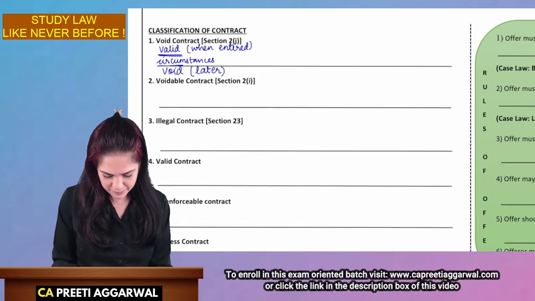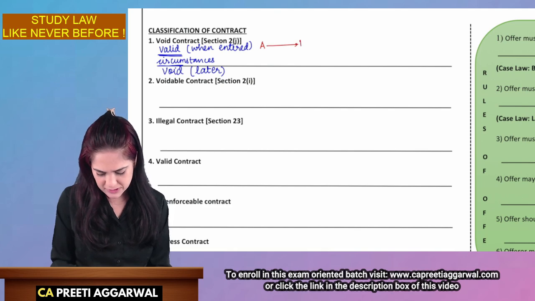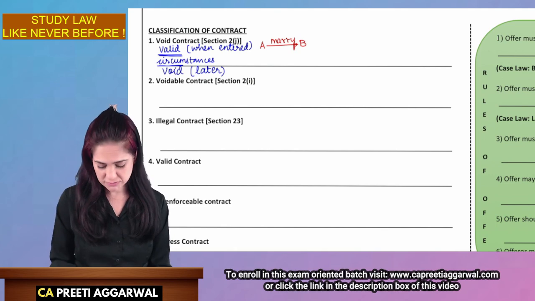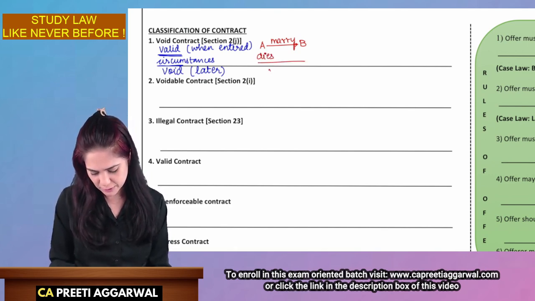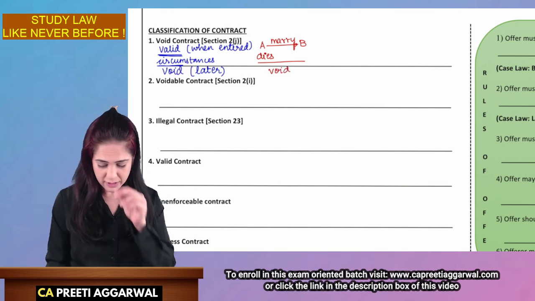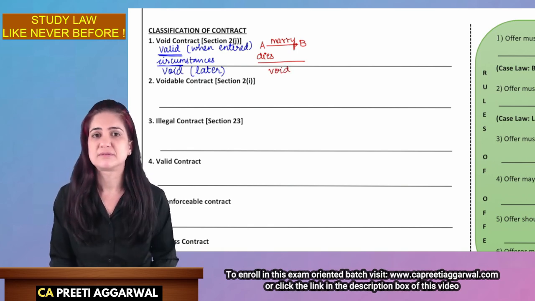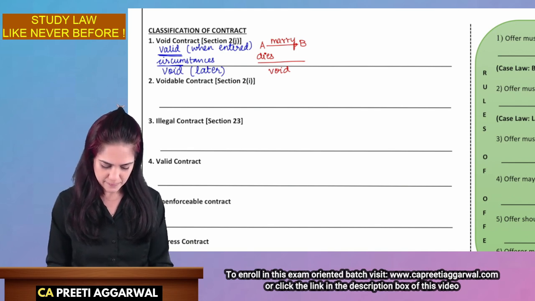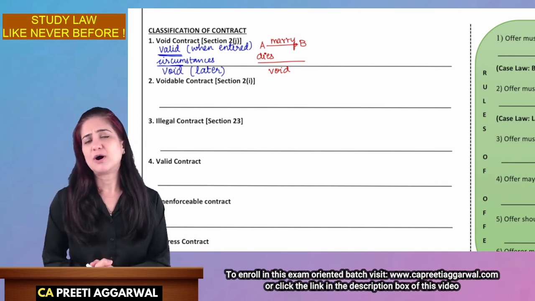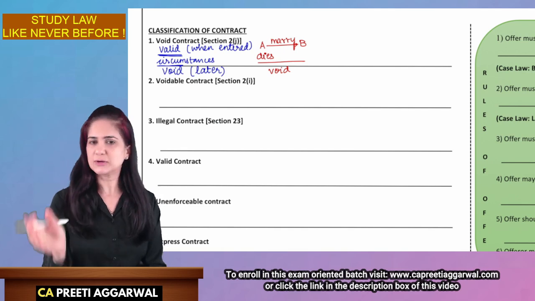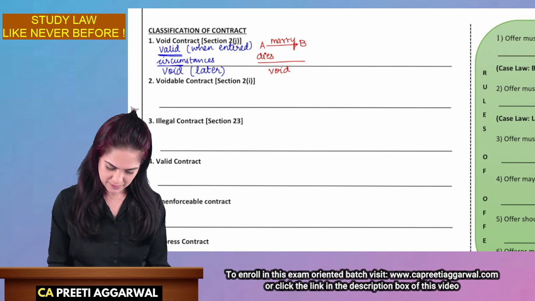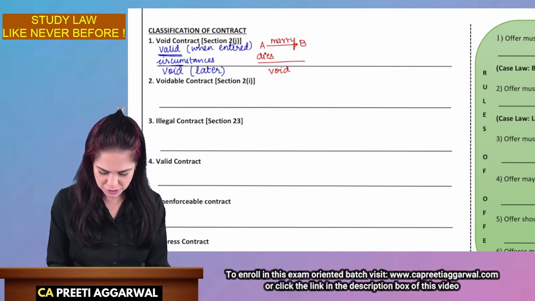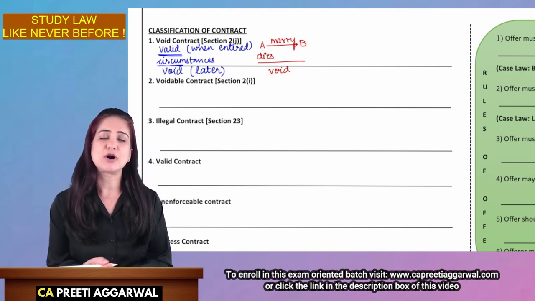Let's say, for example, that A promised to marry B, it's a valid contract. But before marriage, A dies. Now the contract cannot be performed, therefore it becomes void. What is the definition of a void contract? Let's try to recall the definition. What is the section number in which it is defined? Yes, section 2, clause J. What is the definition of a void contract?